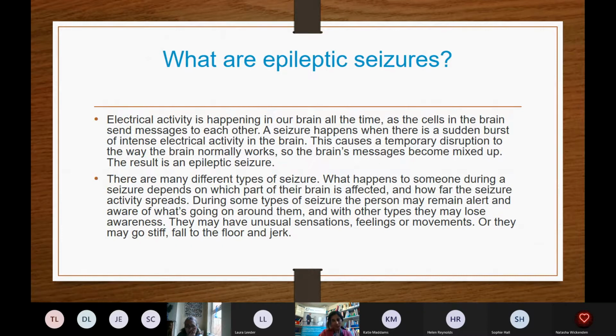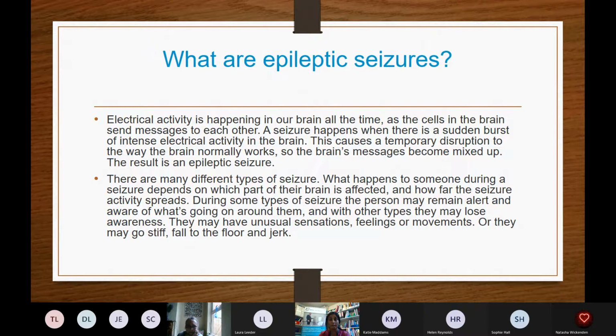So what are seizures exactly? So in our brain, there is electrical activity going on all the time because the cells in the brain are sending messages to each other. And they do this by basically traveling through electrical activity in the brain. Now, a seizure happens when there's a sudden burst of intense electrical activity in the brain. And what this causes is a temporary disruption in the way the brain normally works. And in some cases, the messages don't go to the right part of the brain, and therefore the child is not able to execute a function that part of the brain is involved in controlling, and it results in an epileptic seizure.